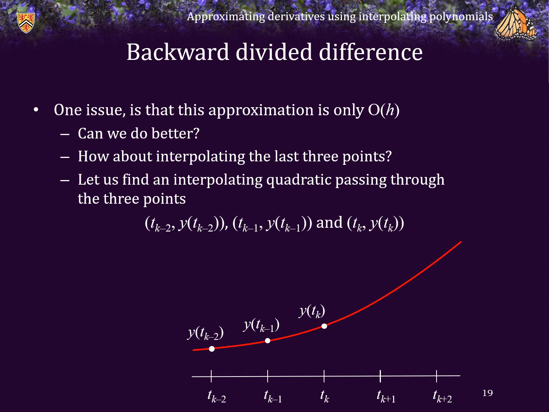But again, that's going to lead to a very ugly Vandermonde matrix. So as before, we're going to shift everything to 0 by subtracting off t sub k from each of the t values.